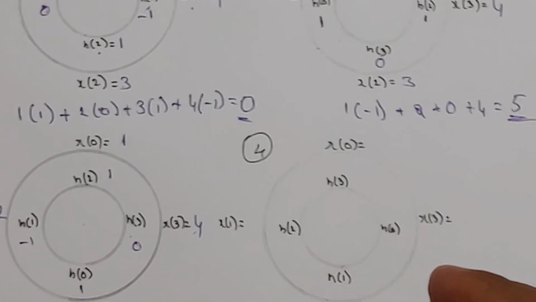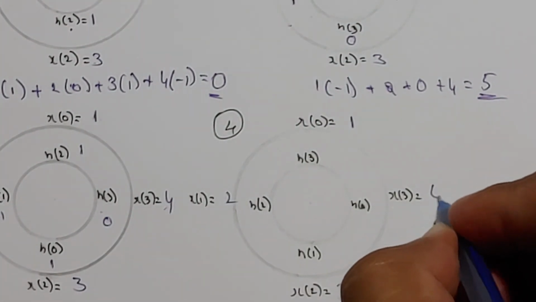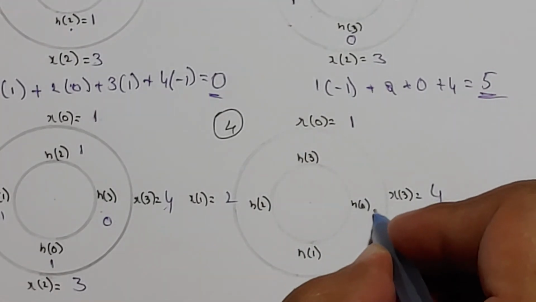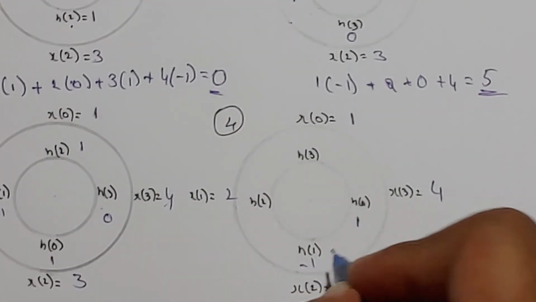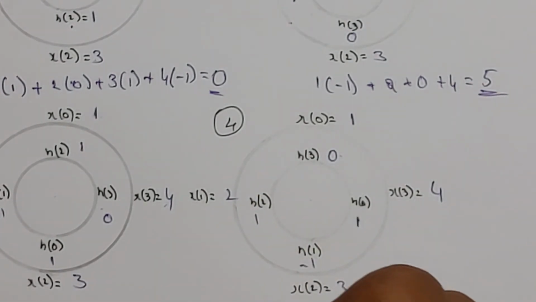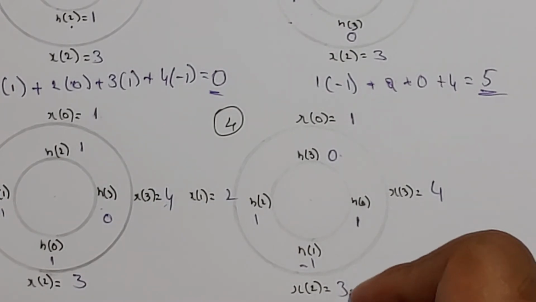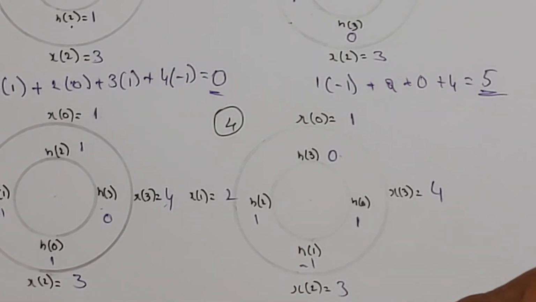Next, the last sequence: 1, 2, 3 and 4, and the inner sequence will be 1, minus 1, 1 and 0. That is 1 times 0 plus 2 times 1 plus 3 times minus 1 plus 4 times 1. We will end up with 0 plus 2 minus 3 plus 4, which is 3.